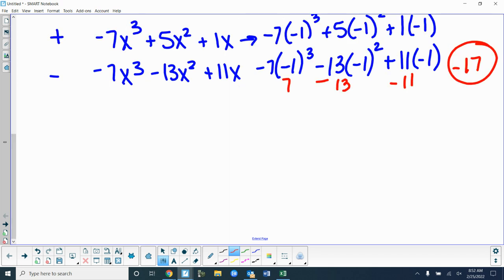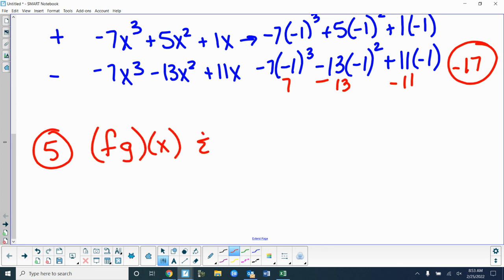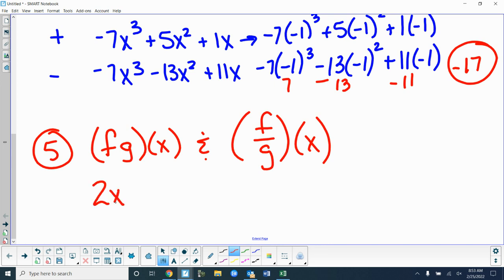All right, let's look at number 5. This one, they asked us to multiply them and divide them. Okay? 5, 6, 7, 8, and 9, right? So for number 5, it's 2x cubed times the cube root of x. Oops, let's space those out a little bit.